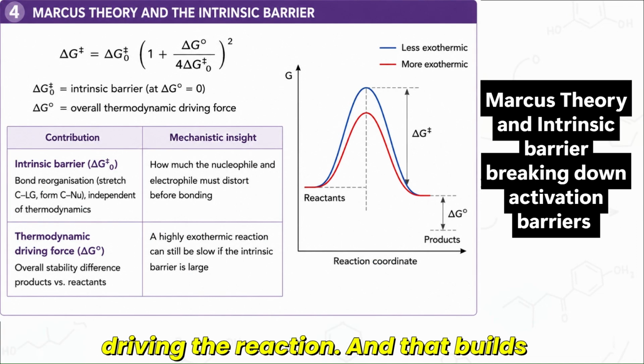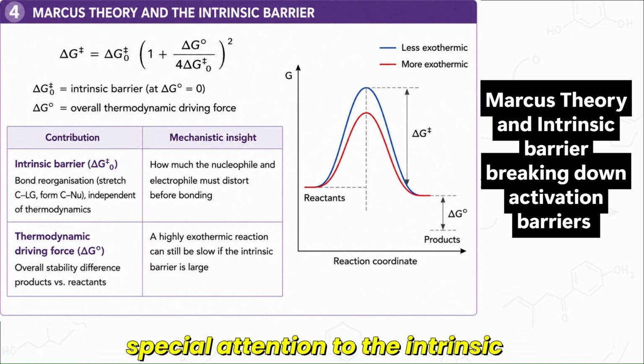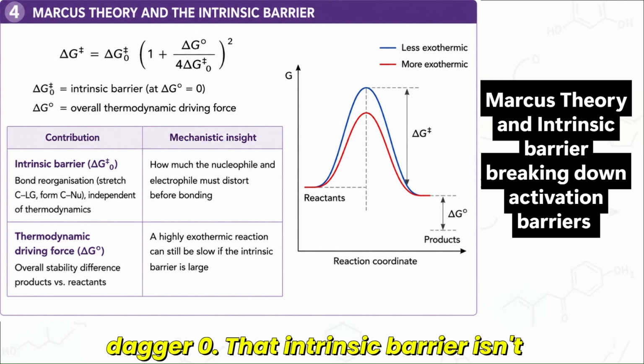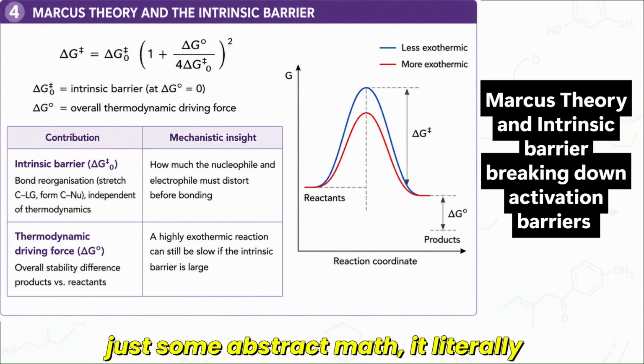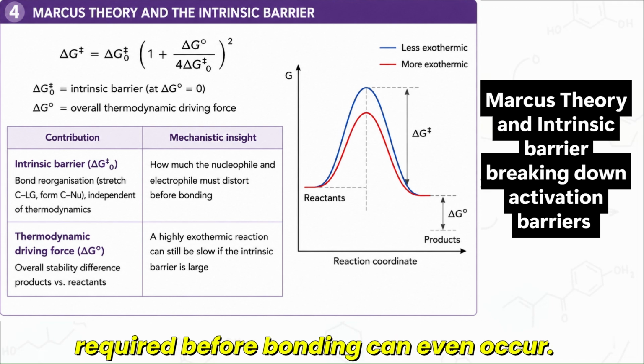And that builds perfectly into Marcus theory. Now pay special attention to the intrinsic barrier here, denoted as ΔG‡0. That intrinsic barrier isn't just some abstract math. It literally represents the actual physical distortion required before bonding can even occur.